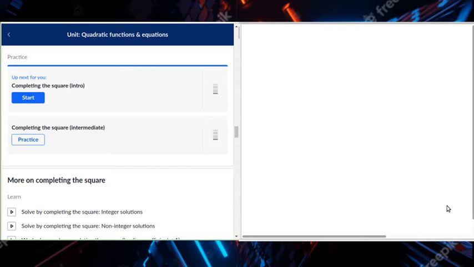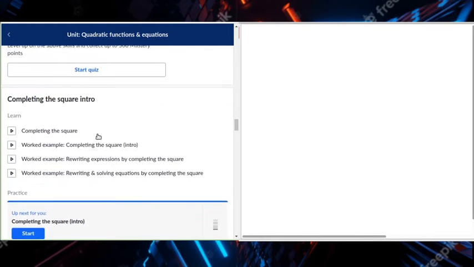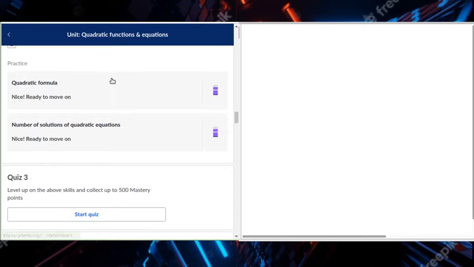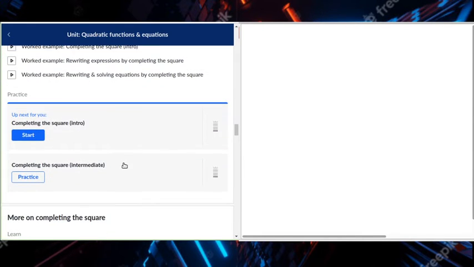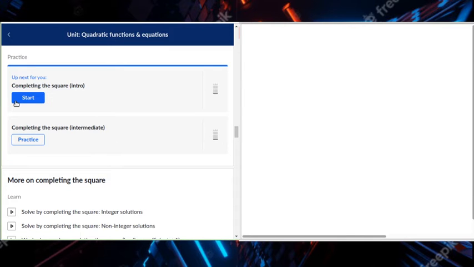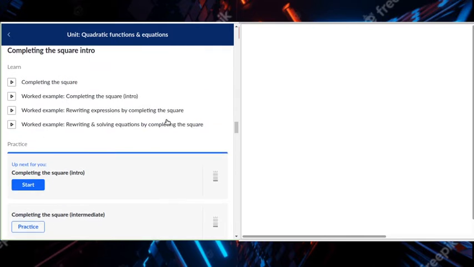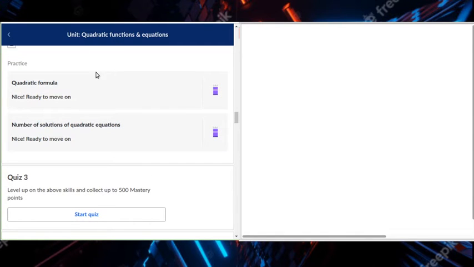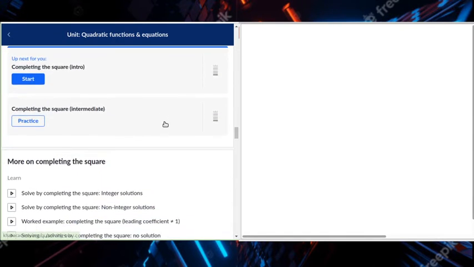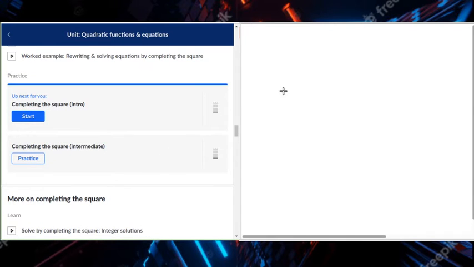Okay, we have been doing the quadratic functions and equations unit in Khan Academy Algebra, and our last video was about the quadratic formula and the discriminant, and now we're going to work on completing the square. And it's interesting that it's in this order, because the quadratic formula is really kind of like generally completing the square.